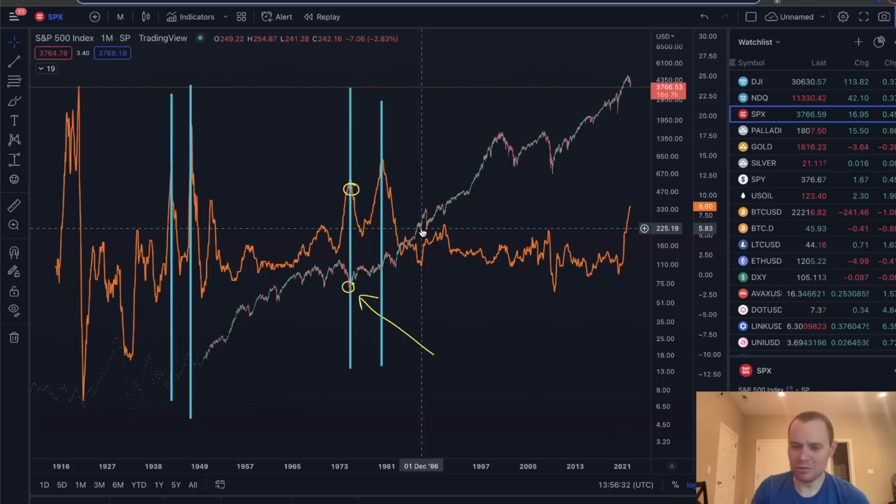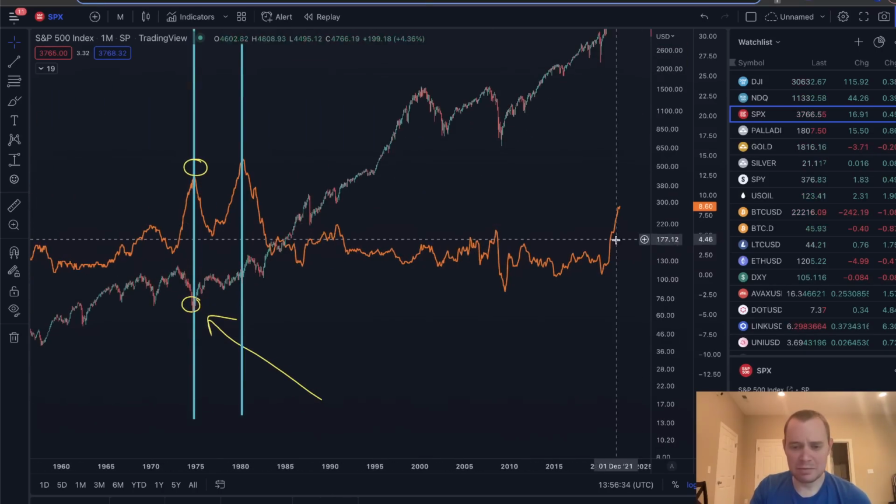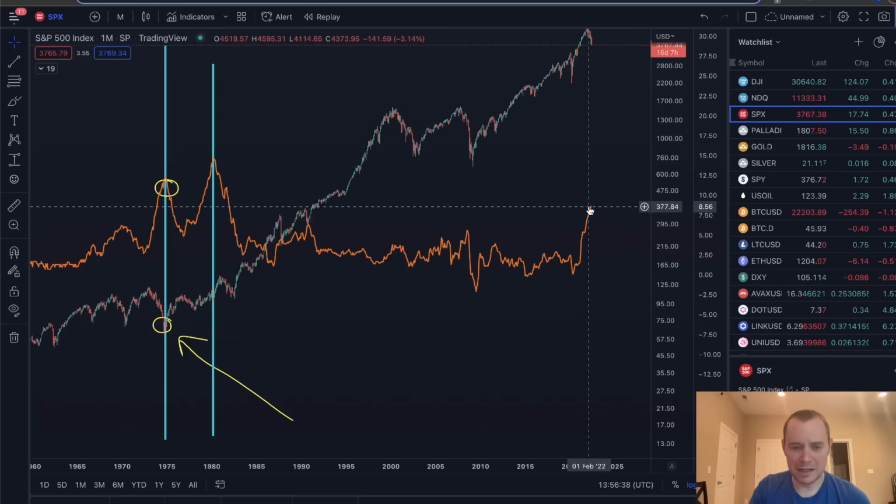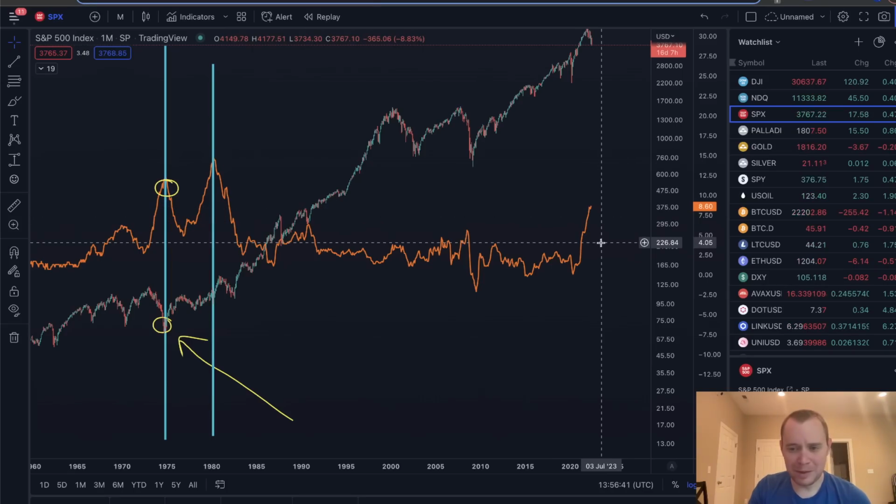Okay, so again, we find ourselves in a similar predicament. We are coming off a fairly nice bull run. Inflation's going up again. Okay, wherever inflation peaks, there's a good chance that will mark the bottom for the S&P, wherever it is.